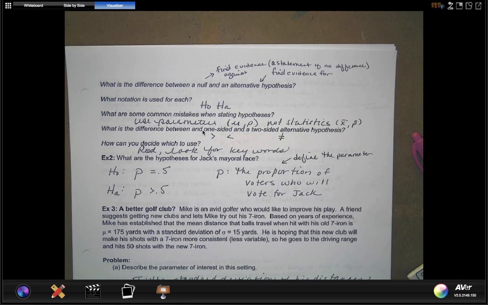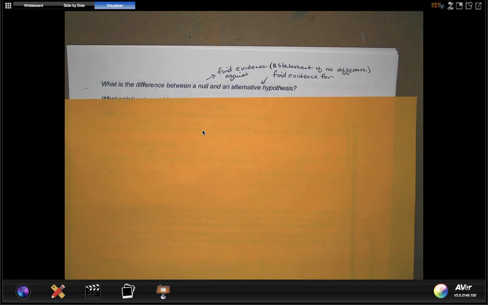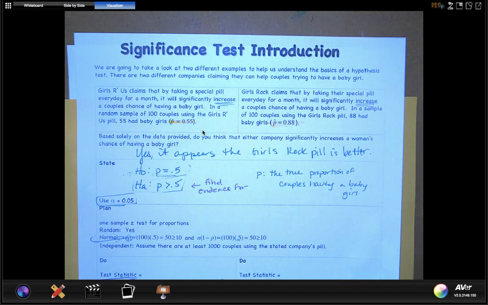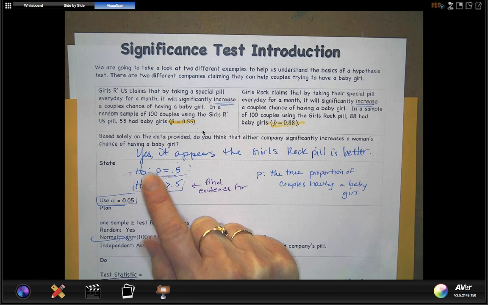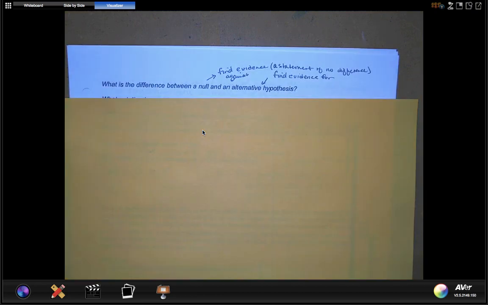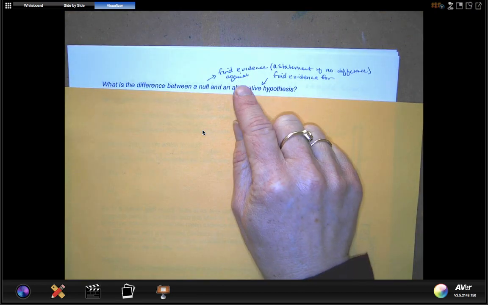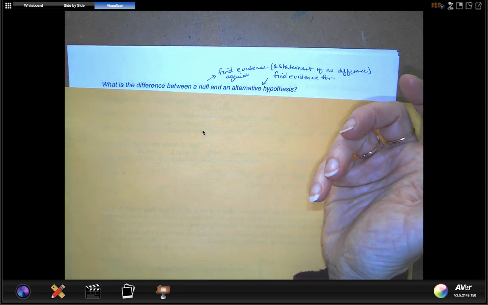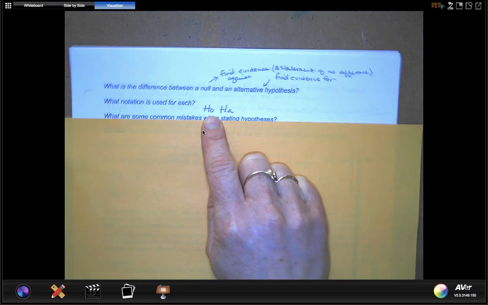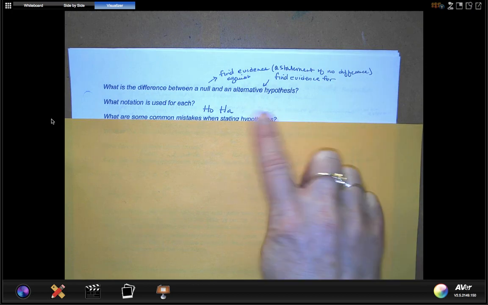All right, so just like we did in the little introduction here, we had two hypotheses, an H0 and an HA. H0 is your null, HA is your alternative. The null is the one that you're trying to find evidence against, and the null is your statement of no difference. It's like your status quo statement. Your alternative, your HA, is the one you're finding evidence for. So the null, H0 or H naught, and the alternative, HA.